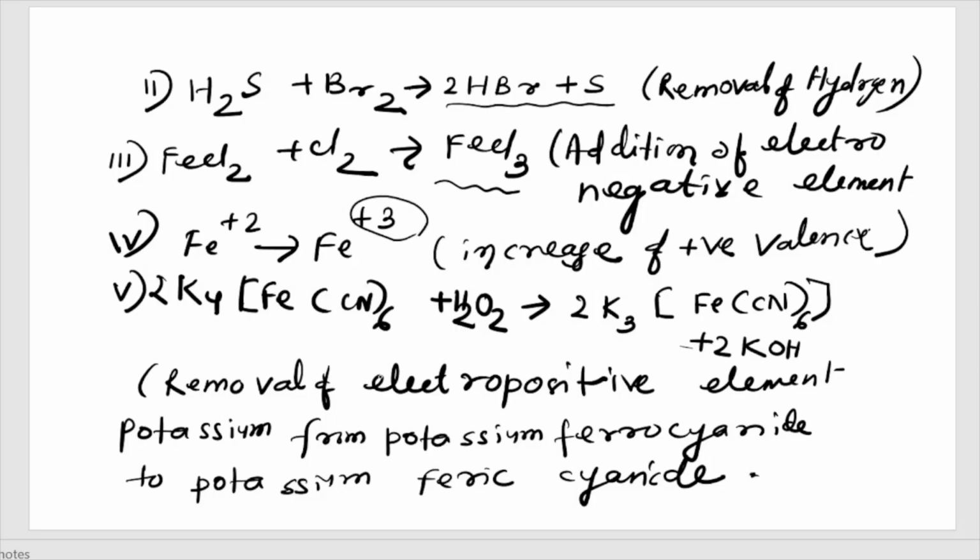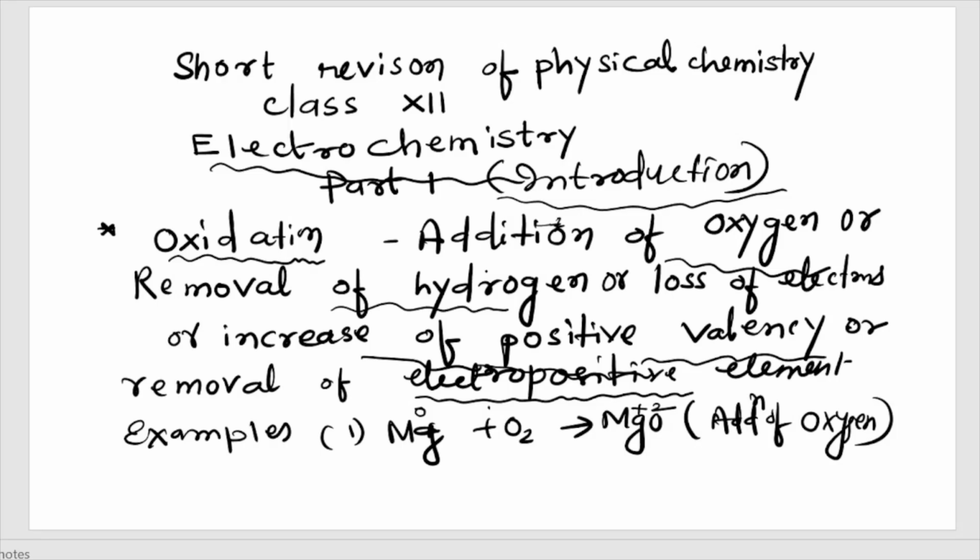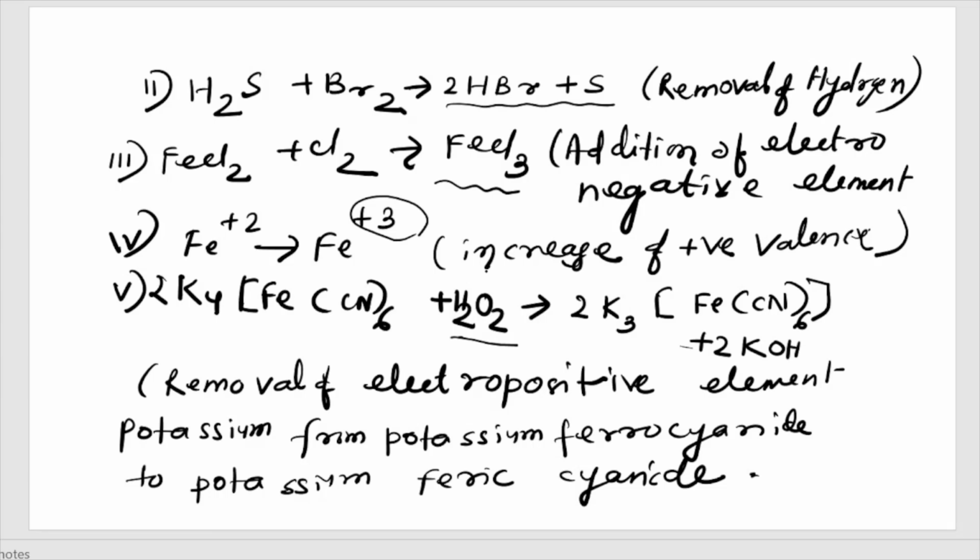K4Fe(CN)6 when treated with hydrogen peroxide, then what happened? Here how many electropositive elements? 3, and here 4. Before that I also said removal of electropositive element. What element here? That is potassium, that metal is removed; it is 4, and in the product it is 3. So this is called oxidation: removal of electropositive element, potassium, from potassium ferrocyanide to potassium ferricyanide.